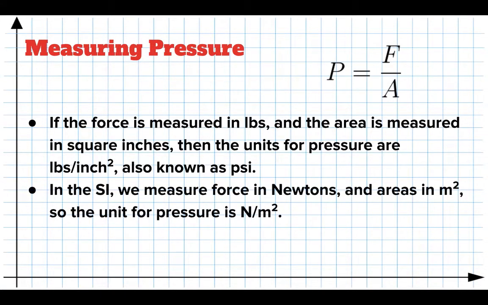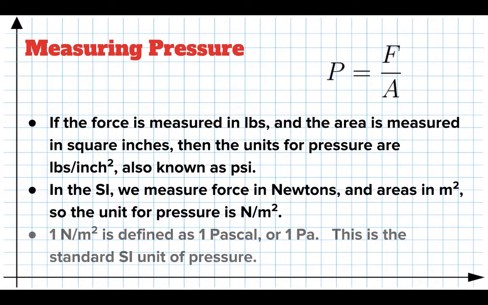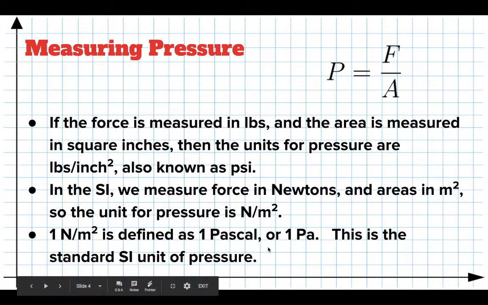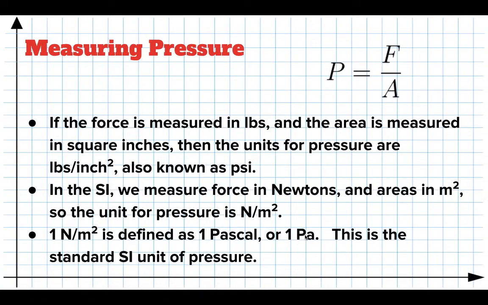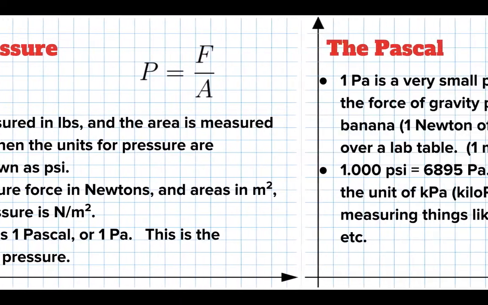In the SI system, we measure force in newtons, and areas are in square meters. So the unit for pressure in the SI system is newtons per square meter. And a newton per square meter is defined as a Pascal. This is a very common unit we use. So 1 Pascal, abbreviated Pa, is 1 newton of force applied over an area of a square meter.